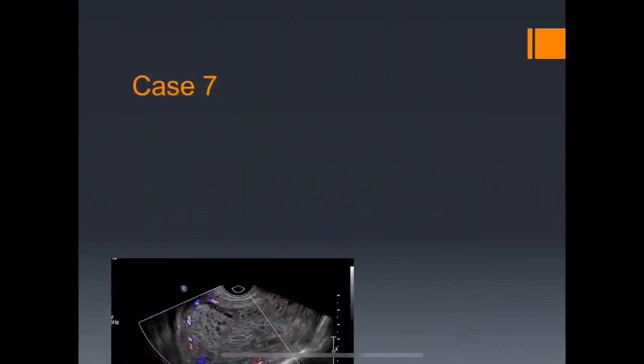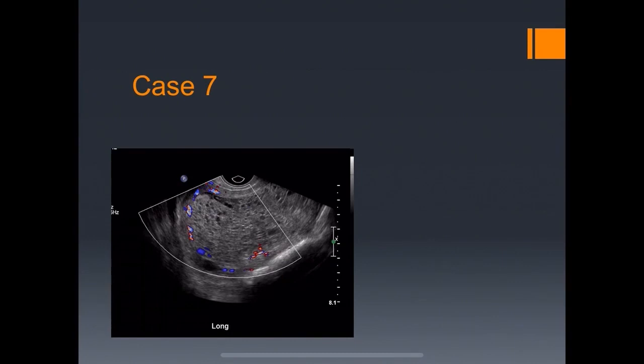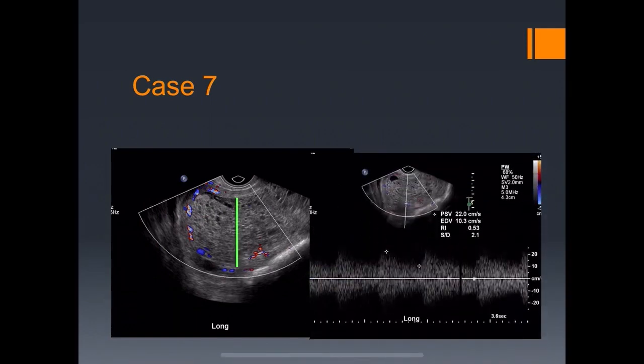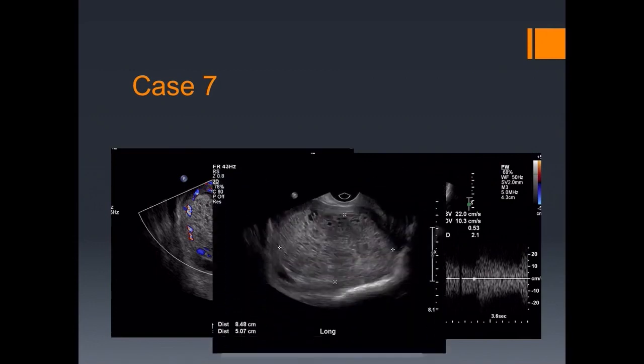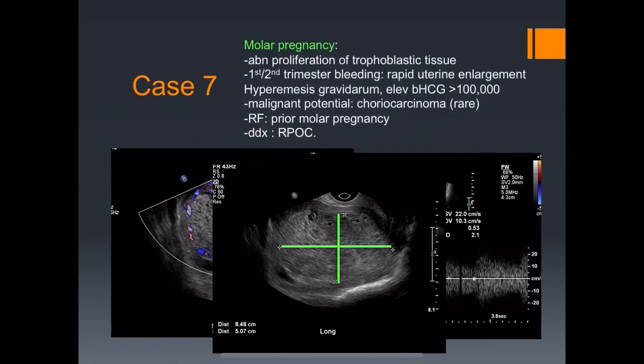Case number 7. So here we have the uterus. We see the endometrium. It's very thick, very heterogeneous, has very high velocity, low resistance flow. Here's some more dimensions. So very thickened. And this was in a 16-year-old with a beta of 110,000. So this turns out to be a molar pregnancy.